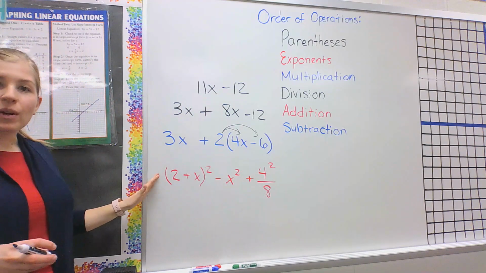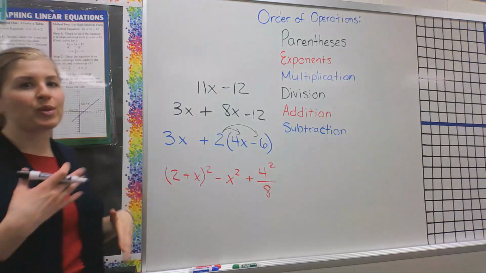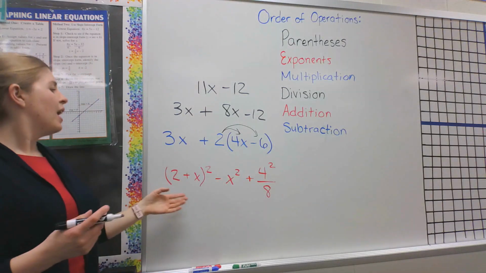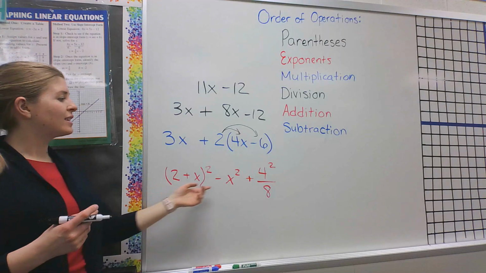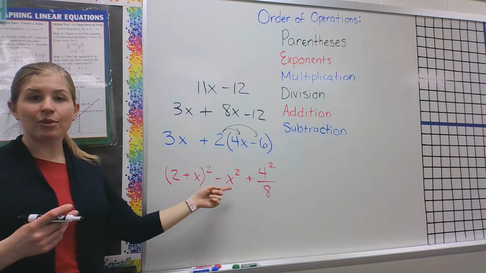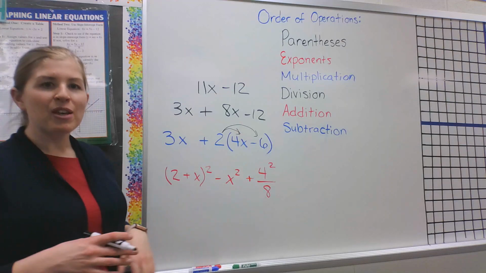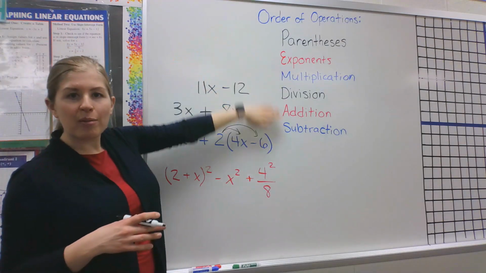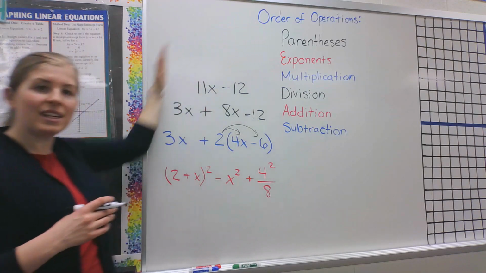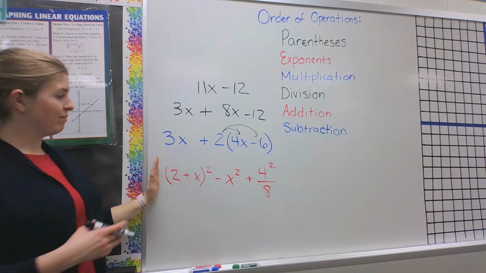And we're going to look at this next one. This next one does have some exponents. We're going to see how exponents come into play. We have 2 plus x, squared, minus x squared plus 4 squared divided by 8. So we're going to go through the order of operations. We first have parentheses. Do you see any parentheses here?